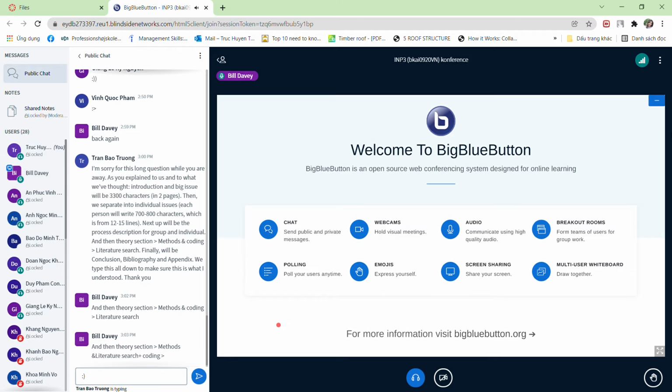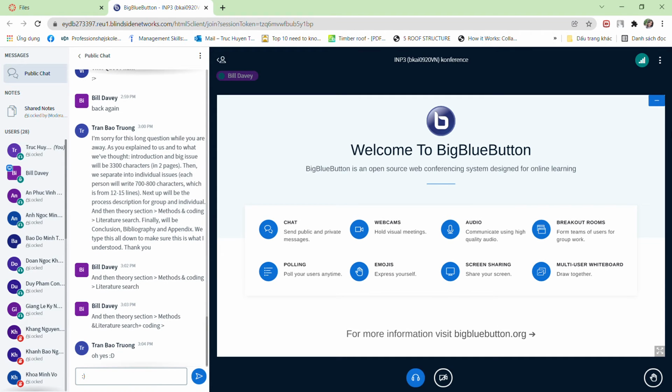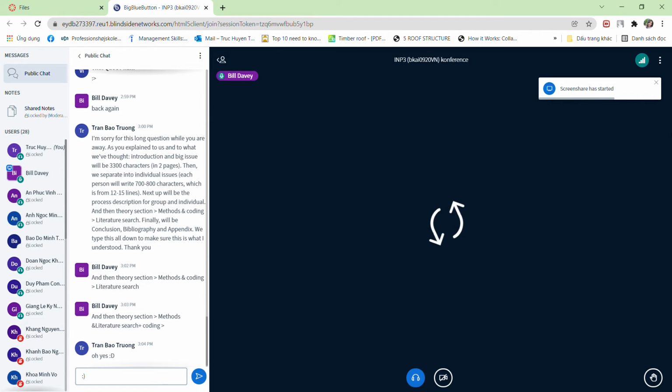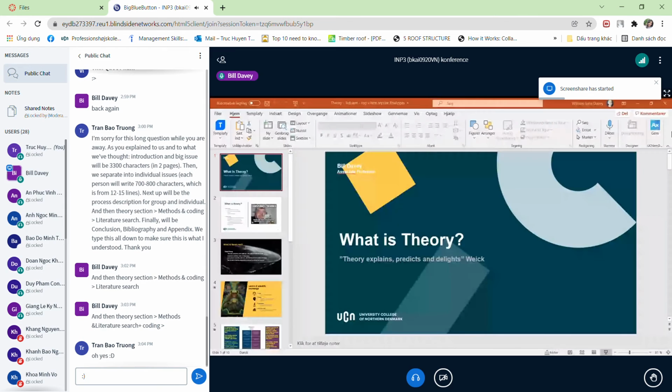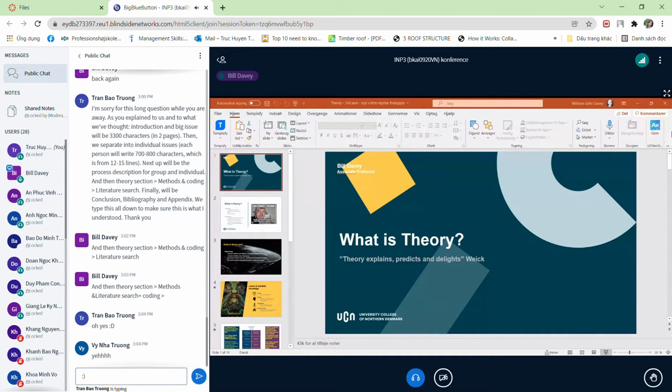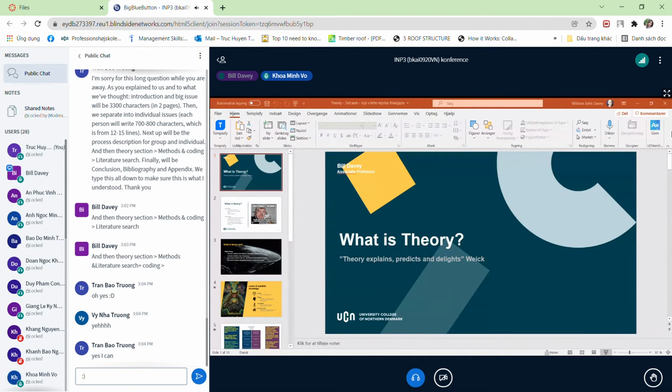Let's just see if I can do the screen sharing thing again without any problems. Could somebody just confirm that they can see what I can see, which is my PowerPoint? Yeah. Okay. Well, we can see the PowerPoint.